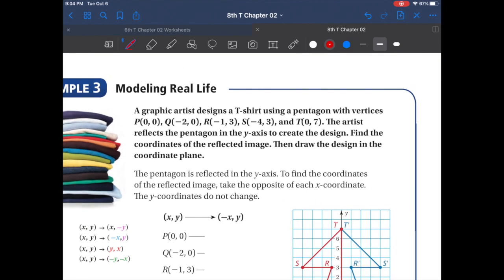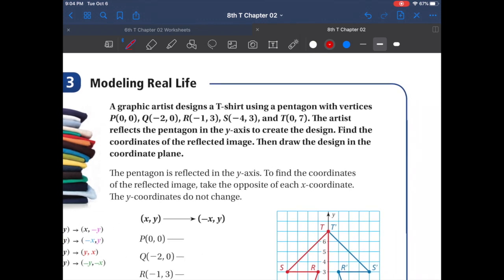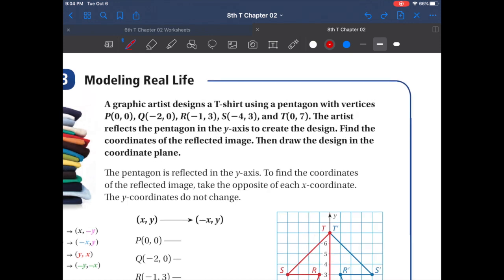All right, ladies and gentlemen, in example number 3, we're going to be trying to put this into practice with everything that we just learned. So it says like this: a graphic artist designs a t-shirt using a pentagon with vertices of 0, 0, negative 2, 0, negative 1, 3, negative 4, 3, and 0, 7. The artist reflects that pentagon in the y-axis. All right, so the y-axis, don't forget, is up, down, right? Y-axis, to create a design. Find the coordinates of that reflected image, then draw the design.